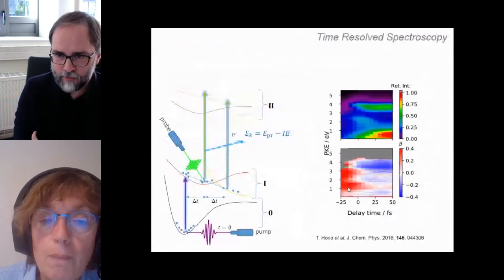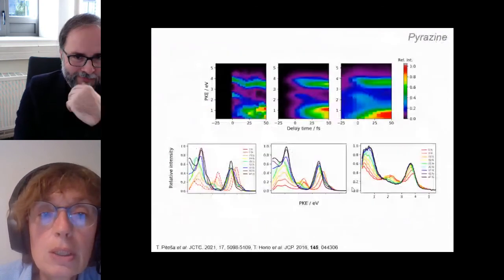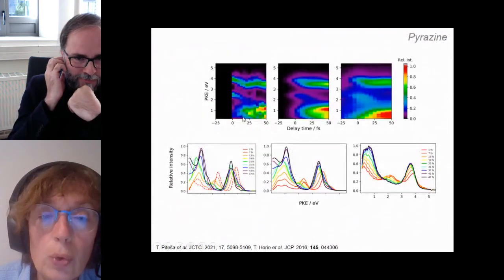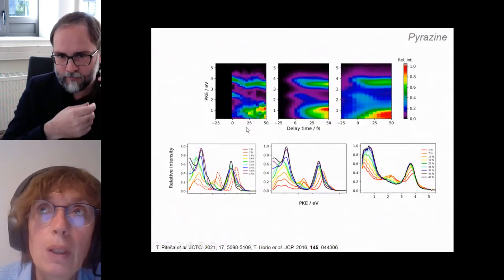Okay, thank you. Another question by... Something else. So this is the spectrum that already includes the characteristics of the probe pulse.